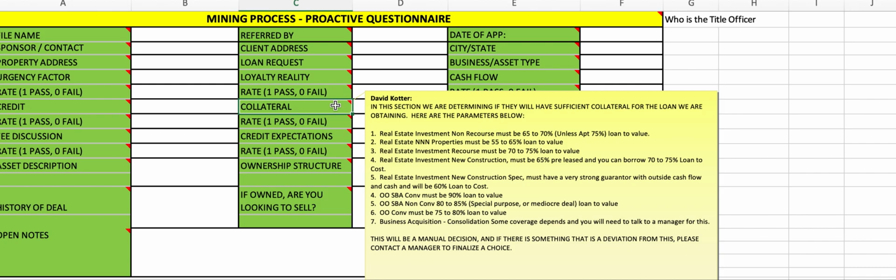Owner-occupied SBA conventional must be 90%, it'll be 90% loan to value. Owner-occupied SBA non-conventional, which is special purpose or mediocre deal, is 80 to 85%. Owner-occupied conventional must be 75 to 80% loan to value. And then business acquisition, consolidation, some coverage depends on, and you'll need to talk to the manager.